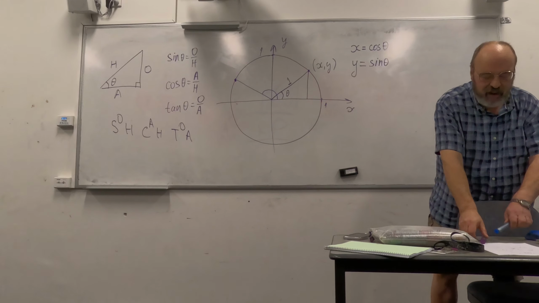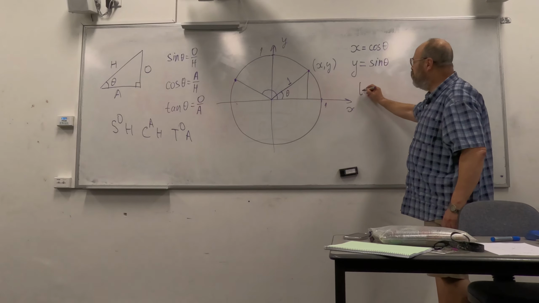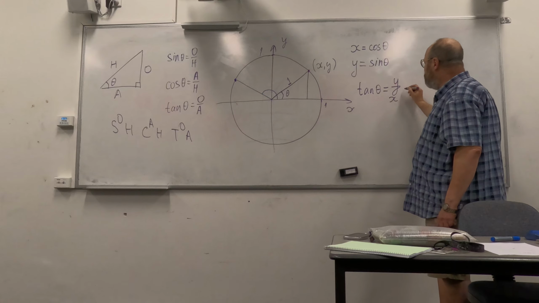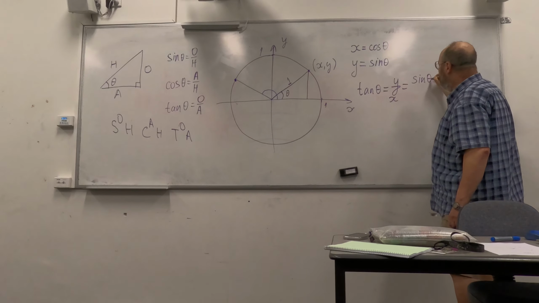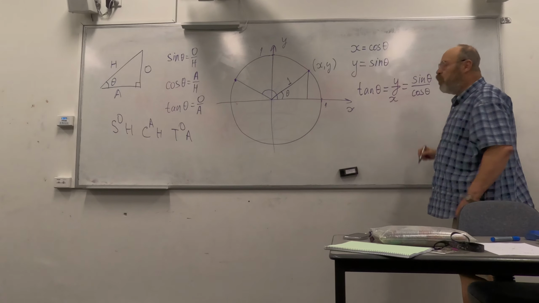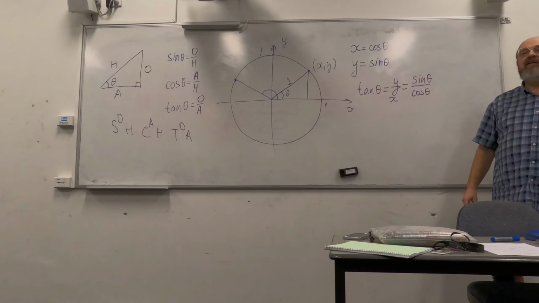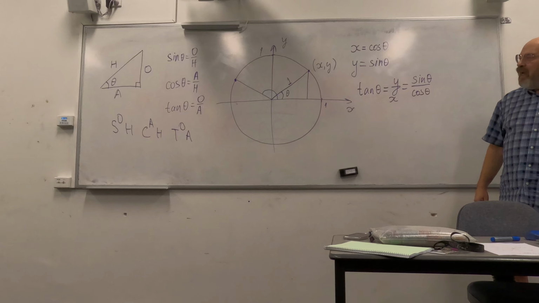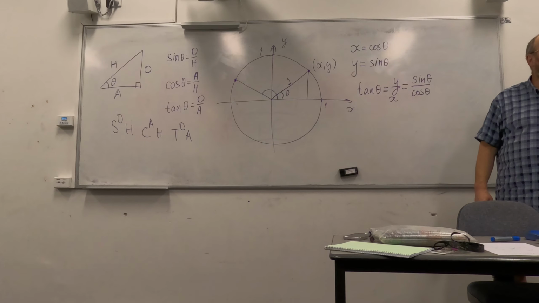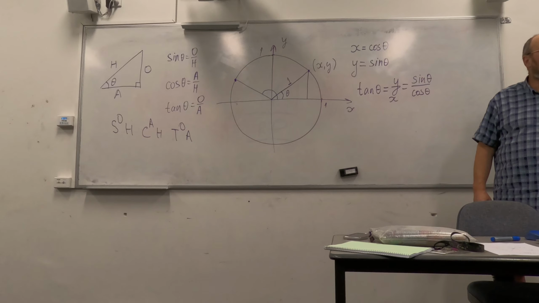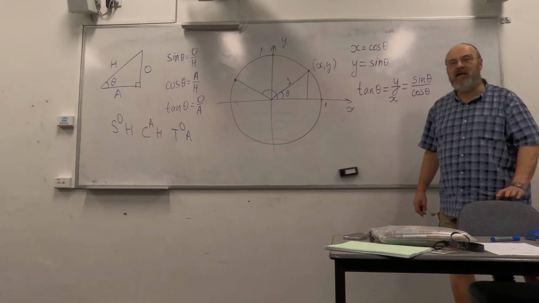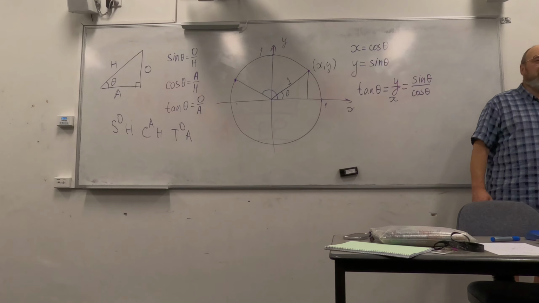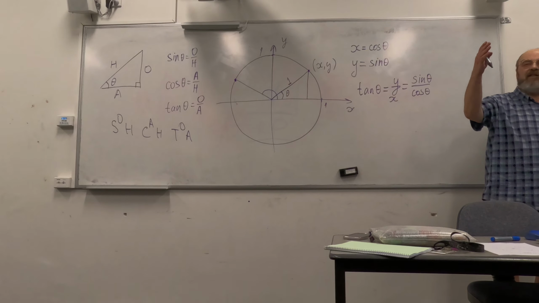And tan, so it doesn't have to be a right angle. Tan theta, opposite over adjacent, y over x, or sine theta over cosine theta. So for tan, as you can see, tangent is the sine over cosine. And for that point on the left, it's the same, x is cosine and y is sine. For any point on the unit circle, its x coordinate is the cosine of that angle, and the y coordinate is the sine.